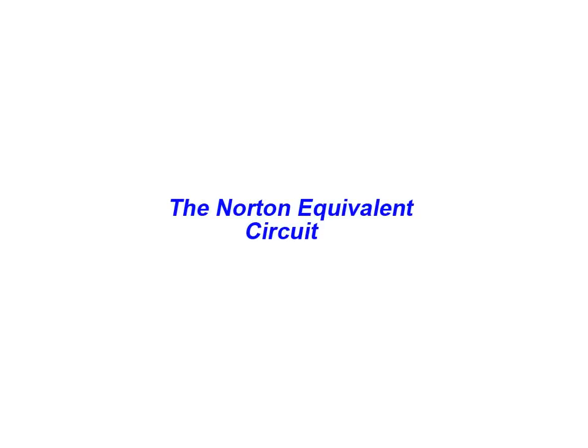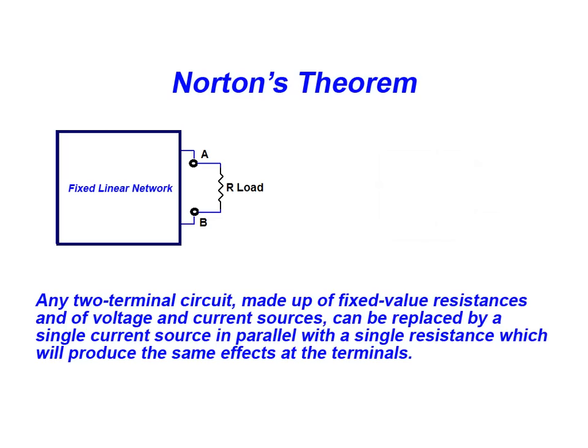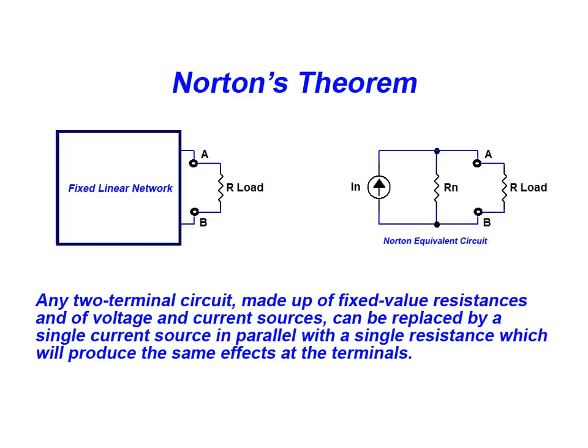This animation is intended to illustrate the steps required for creating a Norton equivalent circuit. According to Norton's theorem, any two-terminal circuit made up of fixed-value resistances and of voltage and current sources can be replaced by a single current source in parallel with a single resistance, which will produce the same effects at the terminals.